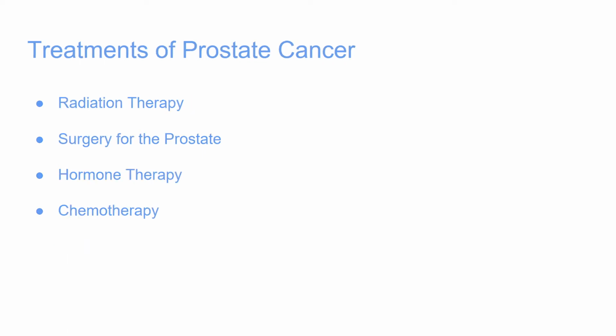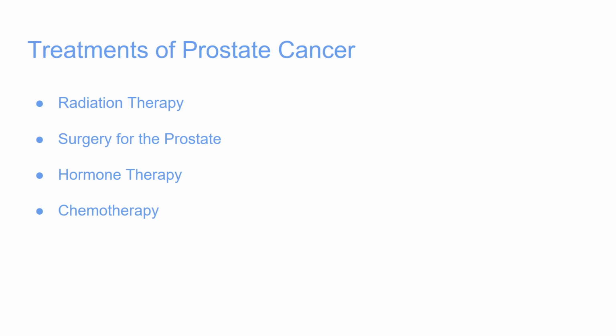Treatments of prostate cancer. Radiation is the first treatment option for prostate cancer, and it uses high-energy particles to kill cancer cells. Surgery for prostate cancer is also a common choice to treat prostate cancer if it hasn't spread outside the prostate gland. The main surgery that is done is called a radical prostatectomy, in which a surgeon removes the entire prostate and tissue surrounding it.